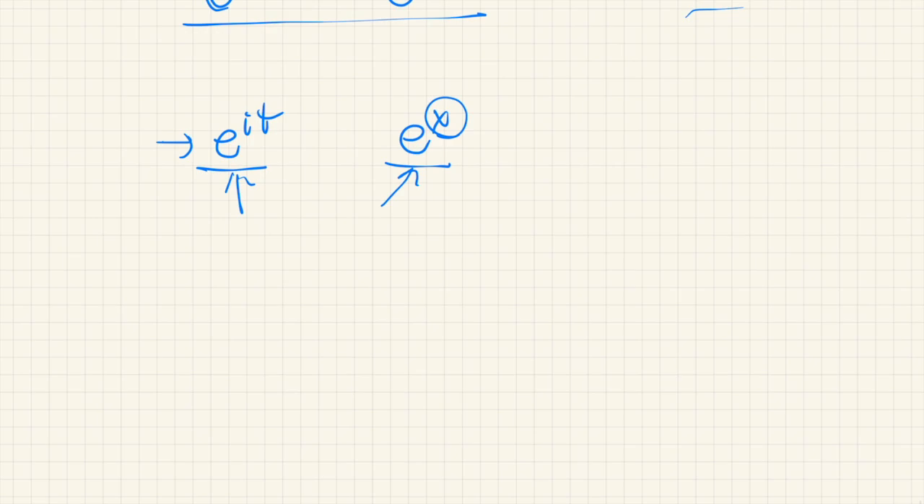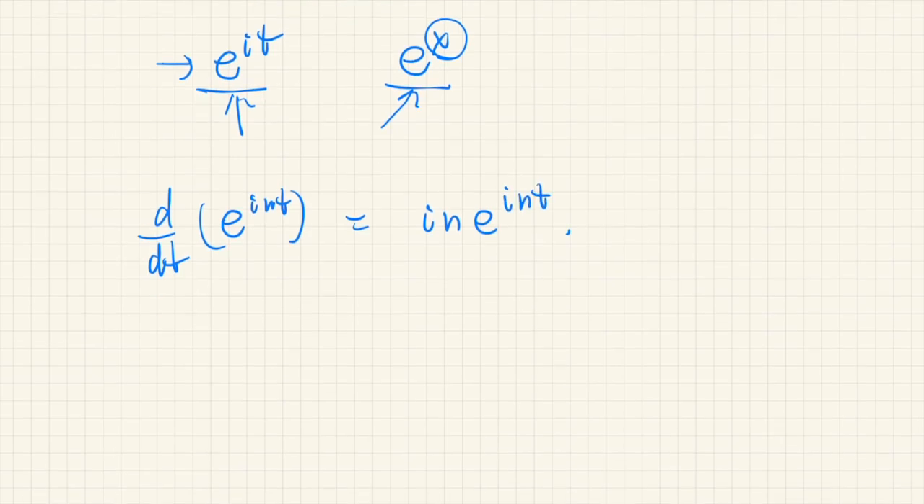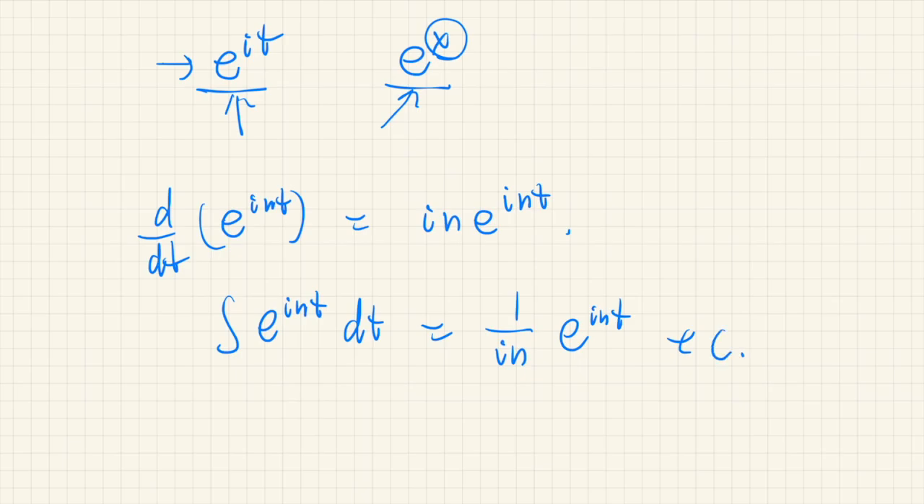For example, let's say exponential of int. If we differentiate this with respect to t, then we should have in times exponential of int. And if we integrate it with respect to t, then we should have 1 over in and exponential of int plus some constant.